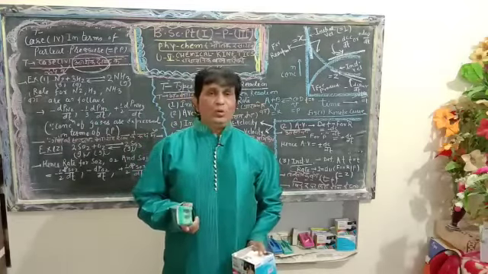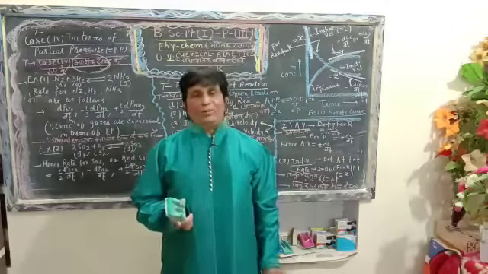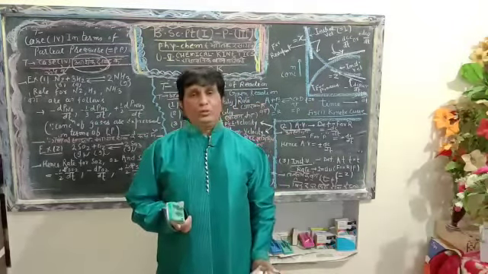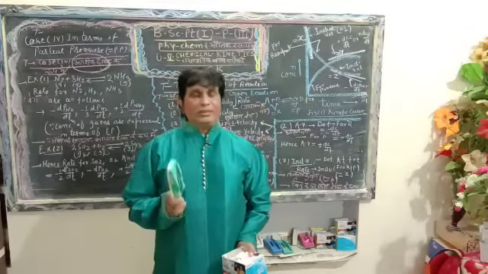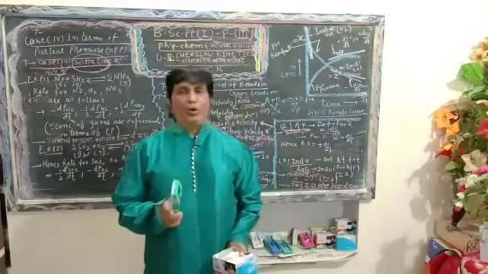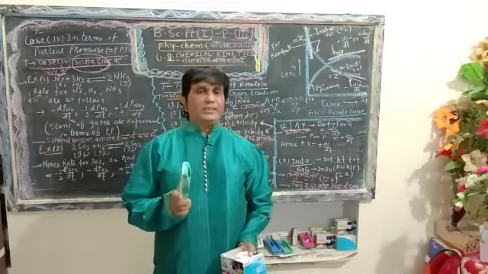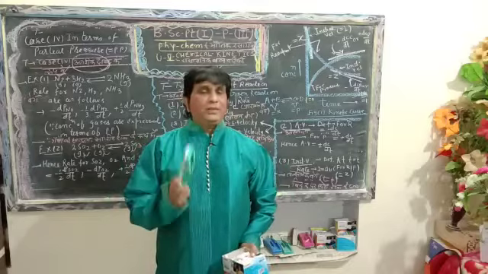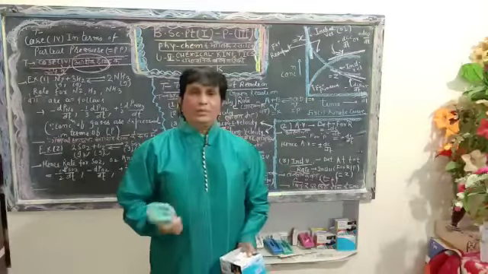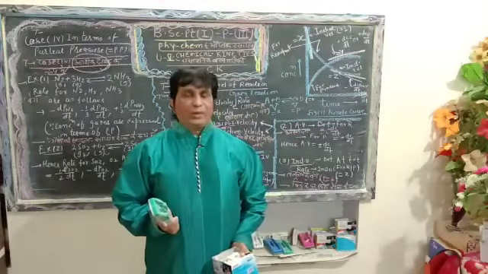I bring to your kind notice our previous lecture, in which we discussed various cases. In case 1 we calculated the value of concentration when, in a chemical reversible reaction, A plus B react to produce C plus D as products.